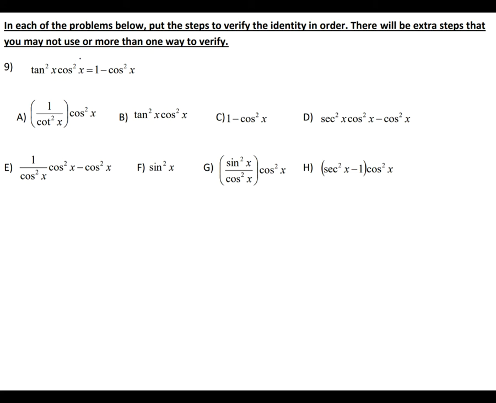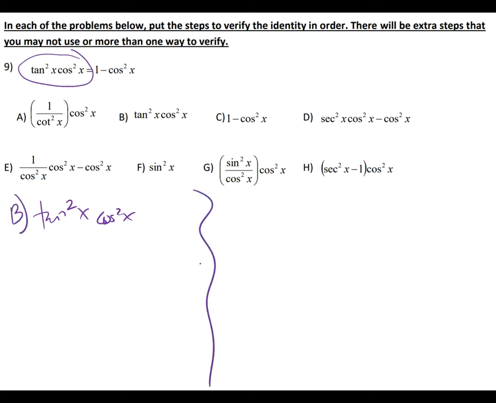I'm going to start with the left side. And you're going to list all the steps, including the first step. So I'm going to start by listing tangent squared x, cosine squared x. What letter choice is that? B. I am going to show you at the end 2 separate ways to do this. I will do it 2 different ways.